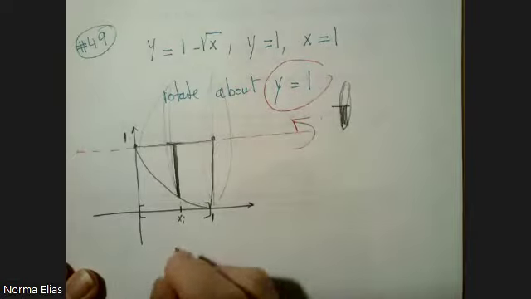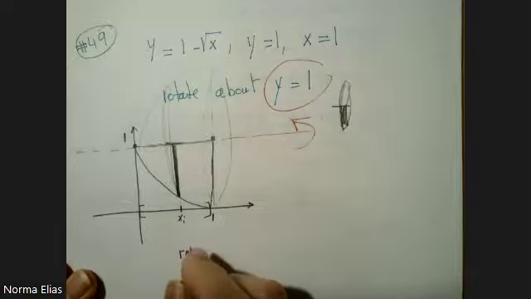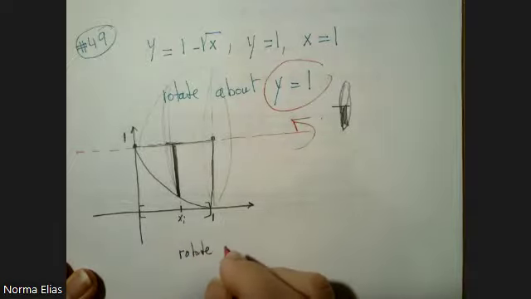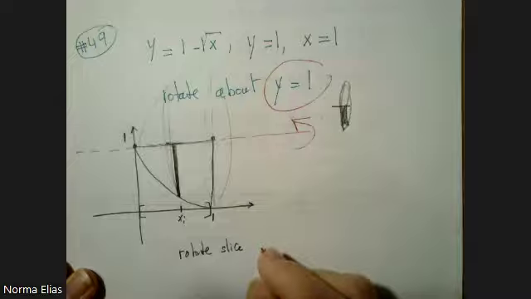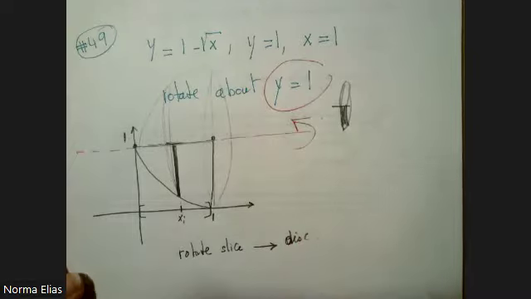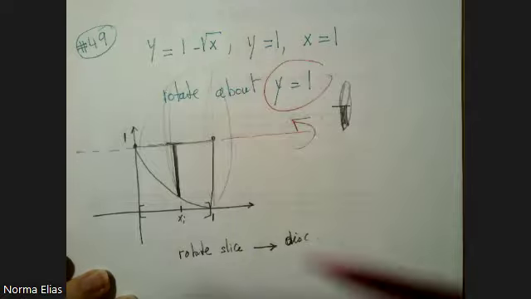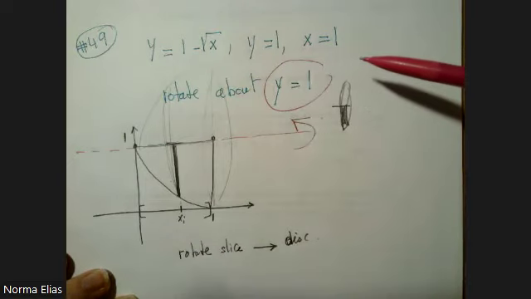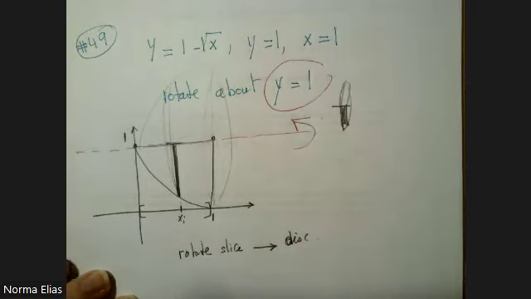So rotate a slice. We have to be very clear about that. Rotate a slice, which is a vertical slice. This would give me a disk. All right, so first of all, you have to ask yourself, what do you get? Question number 2 is, what's the volume of a disk? The volume of a disk is pi times the radius squared times the height. So now we need a typical disk.